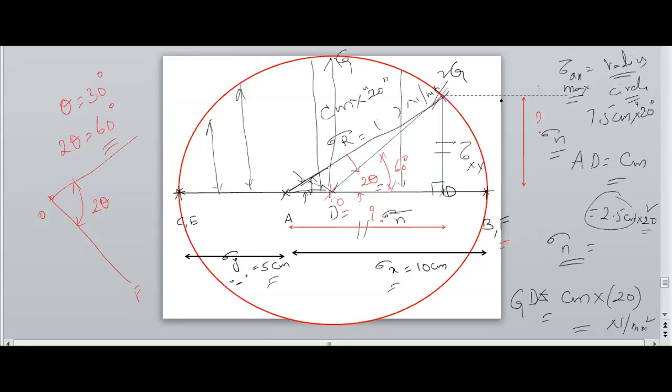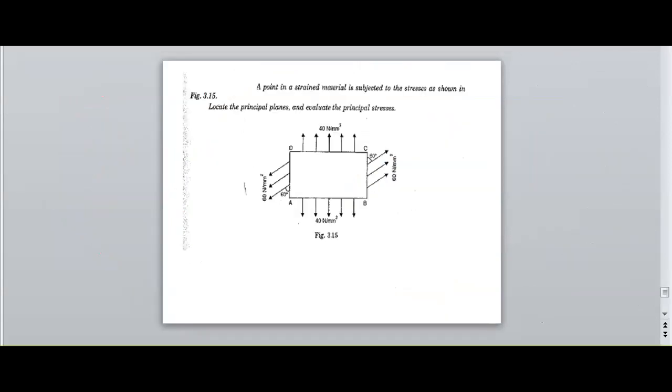The second problem I'm giving as homework. Please read the problem. A point in a strained material is subjected to the stresses as shown in the figure.